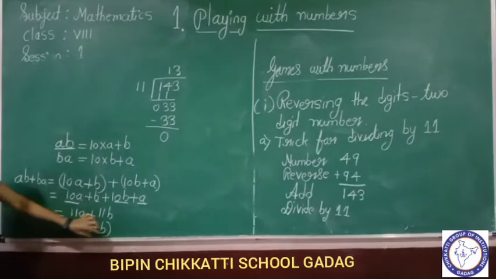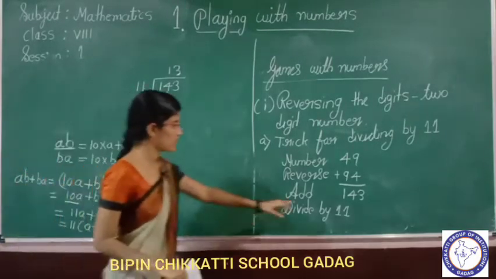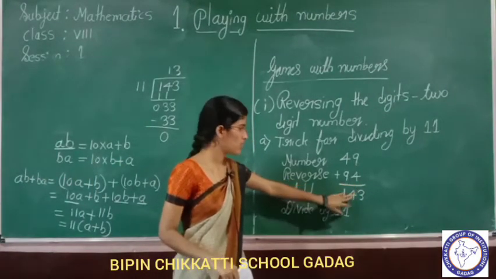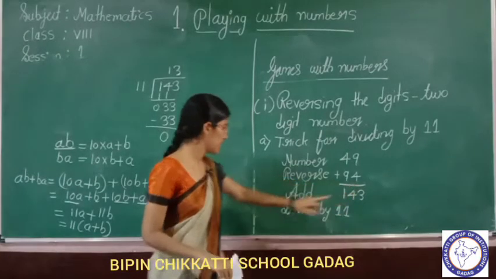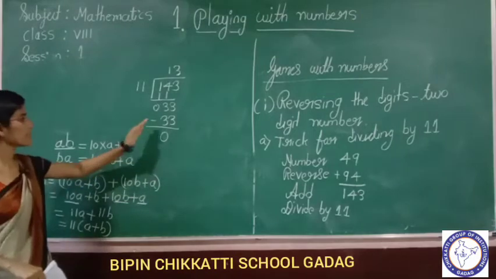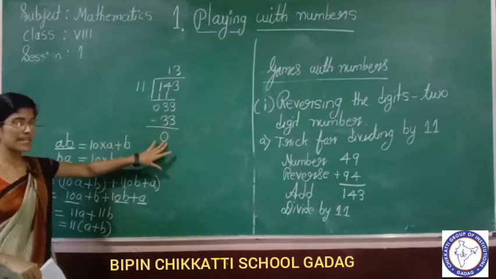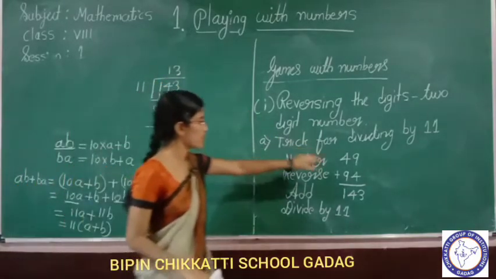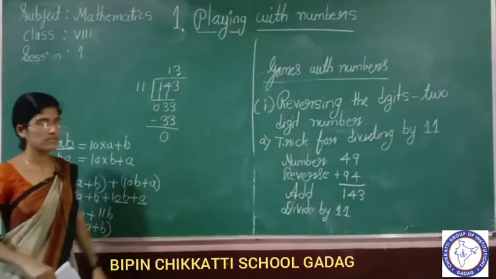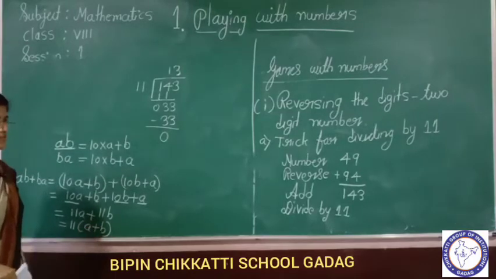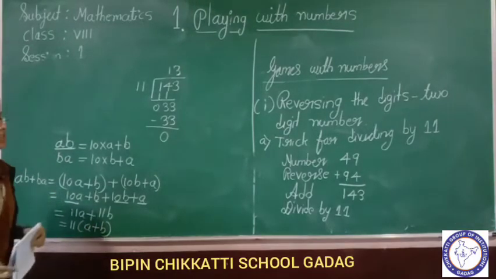You can check here. When I add, I am getting 143. 143 is a multiple of 11. If it is a multiple of 11, definitely the remainder we are getting is 0. And see here, the quotient is the addition of these two digits. 9 plus 4 is 13. This a plus b is nothing but the quotient we are getting here. You can try for different numbers also. So once more I will explain here.